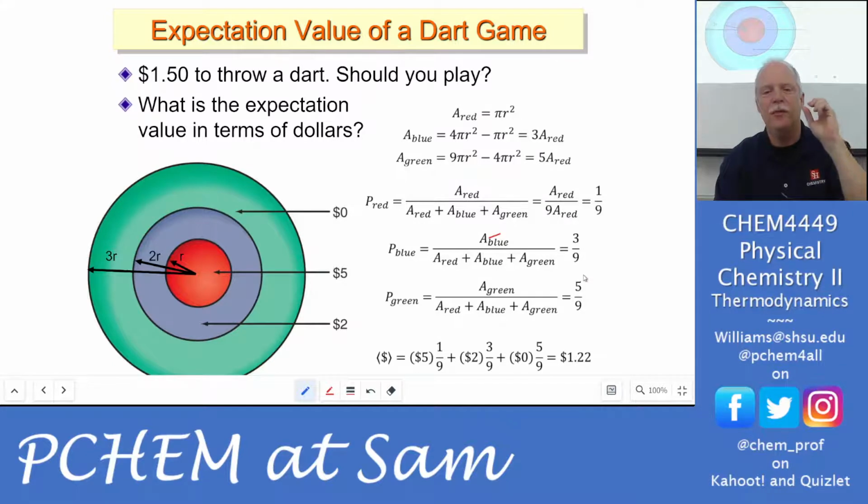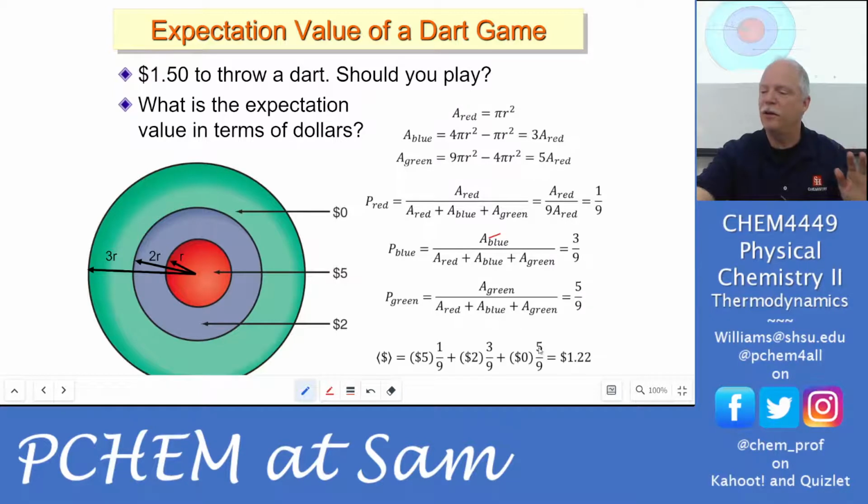Okay, so the carnival barker says, yeah, if you hit the red square or red circle, you get $5. And it's only $1.50 to throw a dart. Hey, that sounds like pretty good money. Okay, $2 for the blue, but 0 for the green. Okay, and so we take the probability function and we multiply by the value function to get the expectation value. So that's what we're talking about. The expectation value is, on average, what we're going to get out of this distribution.